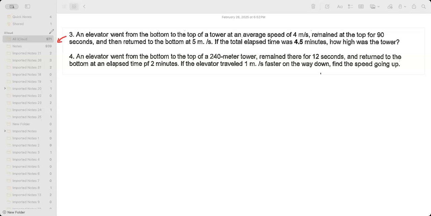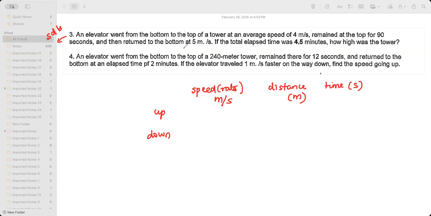What is that problem? What is the type of problem? Speed, distance, time problem, correct? So what do I do? Speed or rate? Whoever wants to try by themselves, don't see the board, guys. You can keep going with whatever you're doing. I will always write my unit. Sometimes they mess up with the unit. And then up, down. An elevator went from bottom to top, so it goes up at an average speed of 4 meters per second, remained at the top for 90 seconds, and then returned to the bottom at 5 meters per second. The total elapsed time was 4.5 minutes.